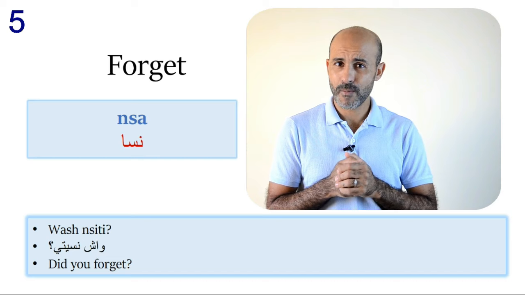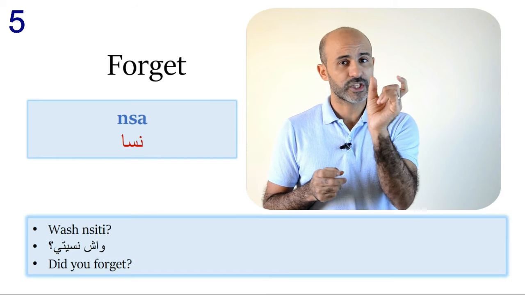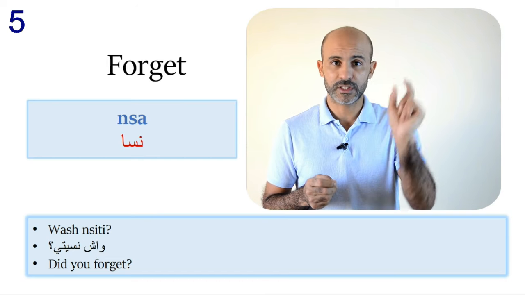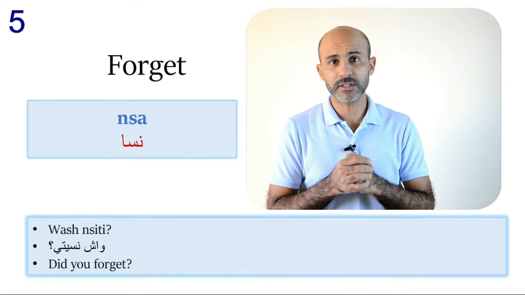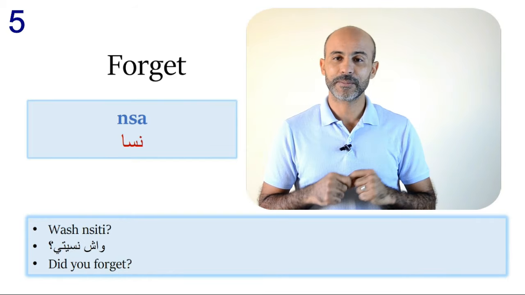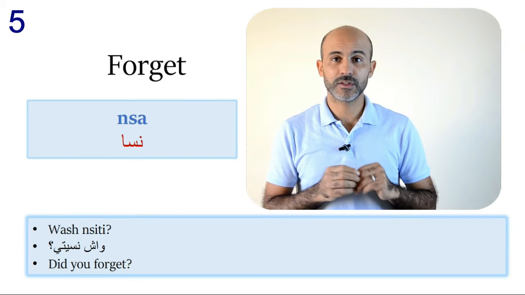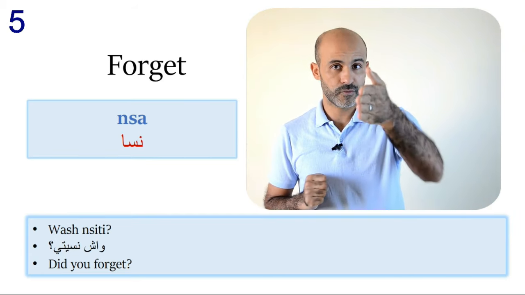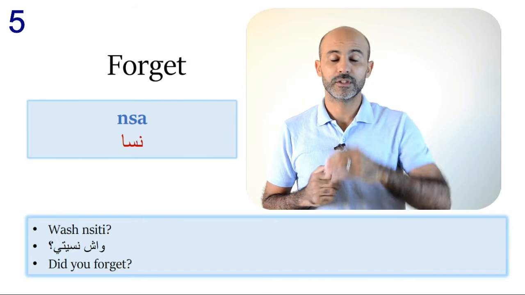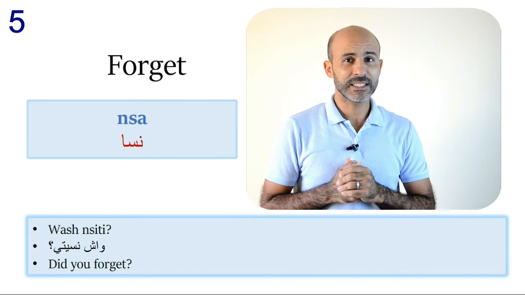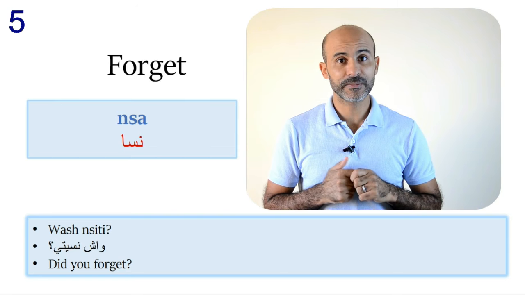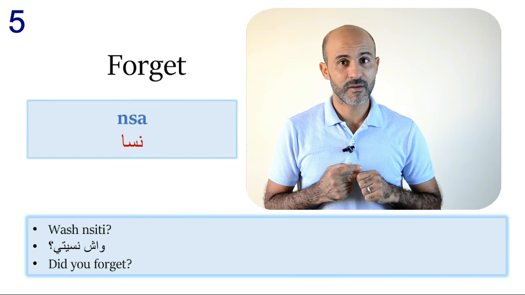واش نسيتي. So here واش is did you or do you. This is the question word we use to ask questions. نسيتي, this is the verb نسى conjugated in the past with you. Have you forgotten? Or did you forget? واش نسيتي.